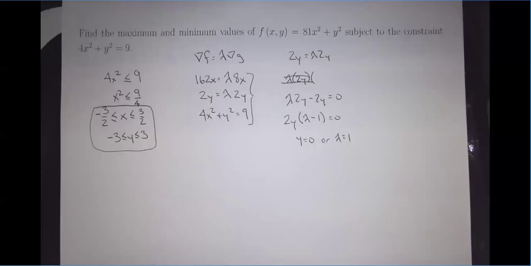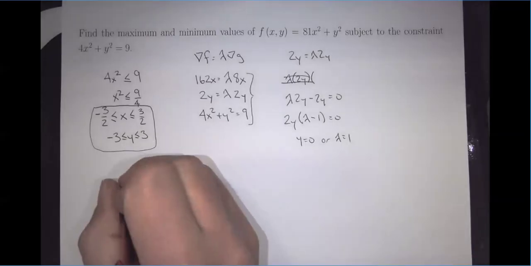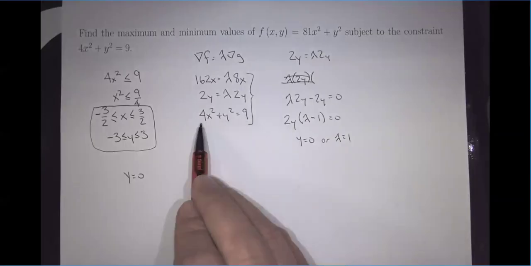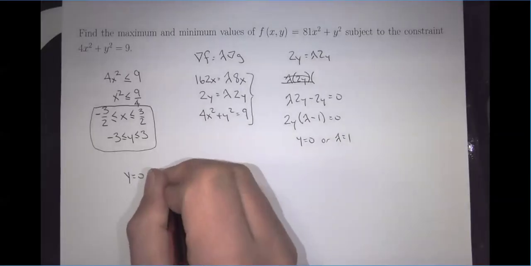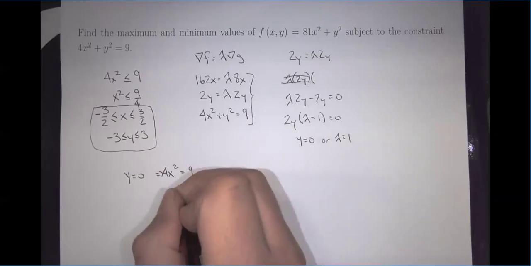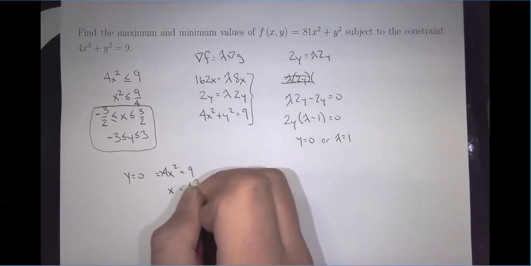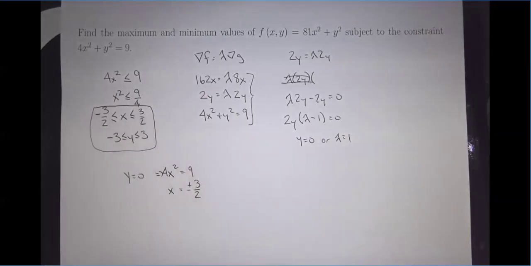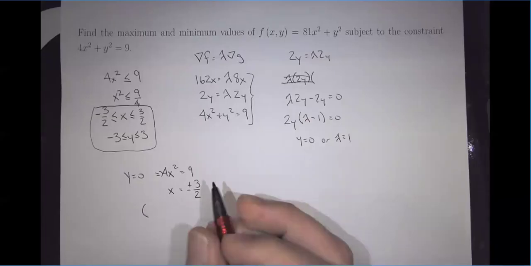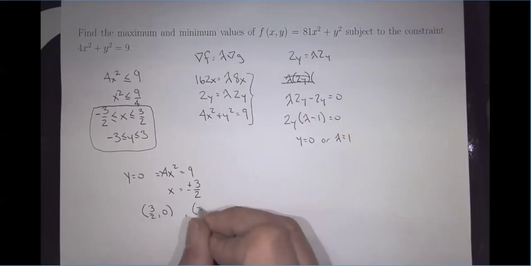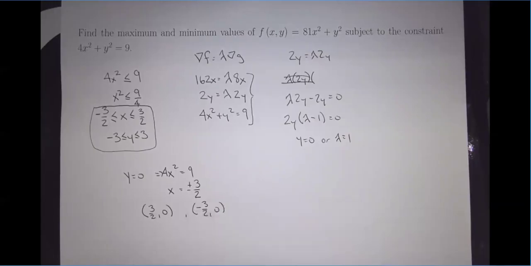Now, just looking at these individually, let's look at the y equals 0 case. If y is equal to 0, then in order to satisfy this guy, 4x squared has to equal 9, or x is equal to plus or minus 3 halves, right? It's our extreme case here. So we've got possible answers at 3 halves, comma 0, and negative 3 halves, comma 0.